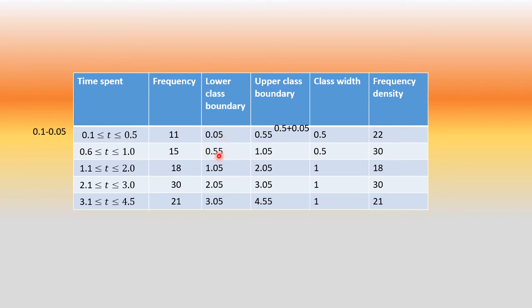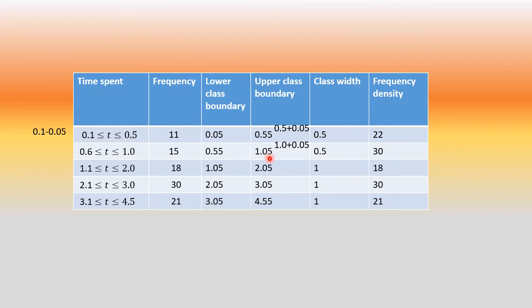So now what happens? From 0.6, when you subtract 0.05, you will get 0.55. It's the same as the upper class boundary of the previous class interval. And thereafter, how do you find the upper class boundary of the relevant class interval? For 1.0, you add 0.05. Now it becomes 1.05.